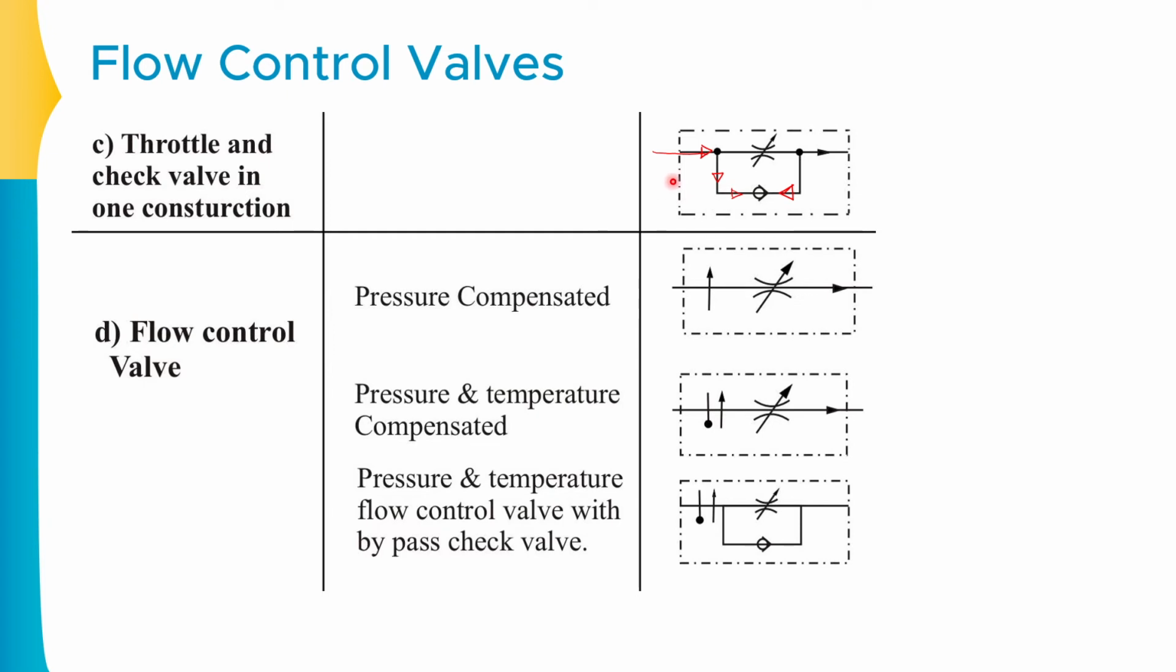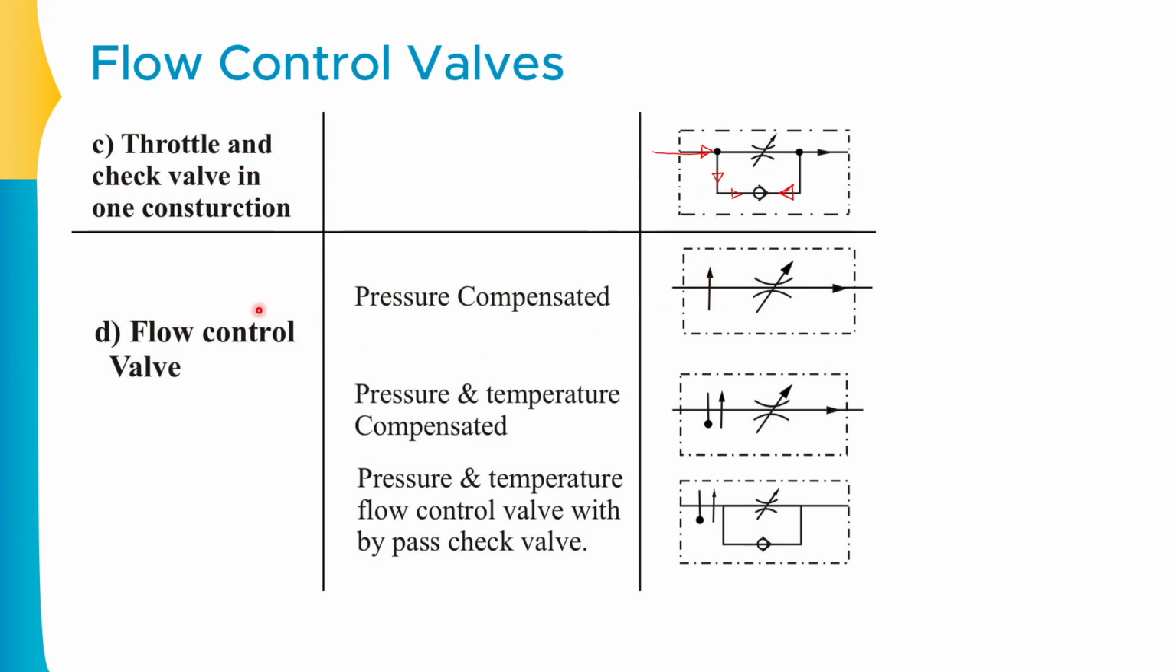If you want to say it in a proper way, these throttle check valves are basically used where the volume flow has to be infinitely controlled in one direction only. But it is actually allowed to free flow in the reverse direction. In that case, we can use these throttle check valves.